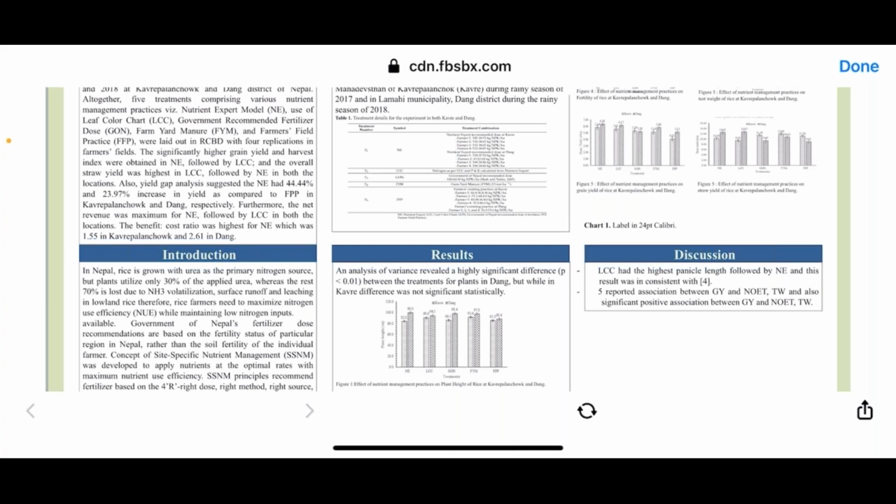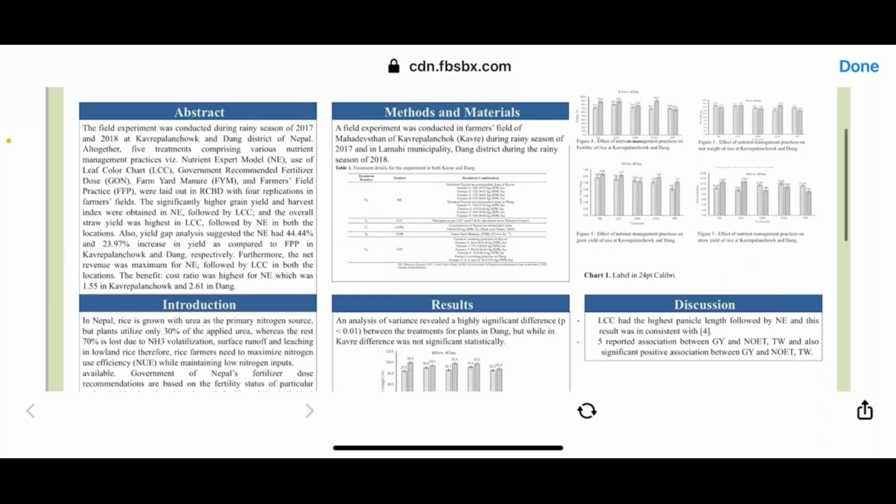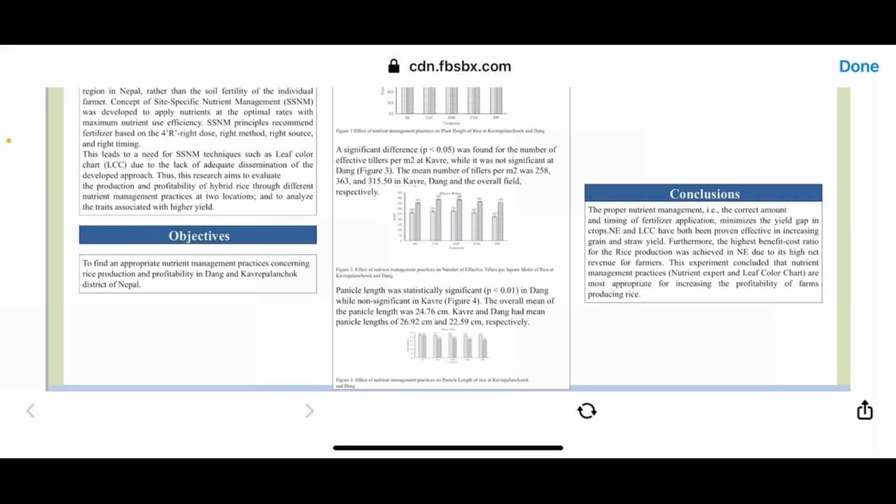Now, conclusion. Nepal's rice production is much below its potential due to farmers' imbalanced fertilizer application practices. The proper nutrient management, that is the correct amount and timing of fertilizer application, minimizes the yield gap in crops. Nutrient export and leaf color chart have both been proven in increasing grain yield and straw yield. Furthermore, the highest benefit cost ratio for rice production was achieved in nutrient export due to its high net revenue for farmers.